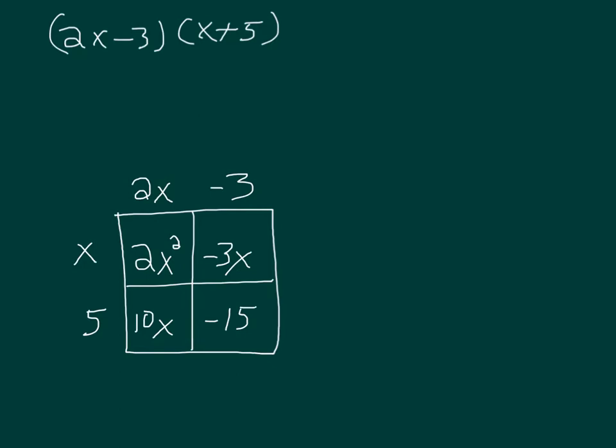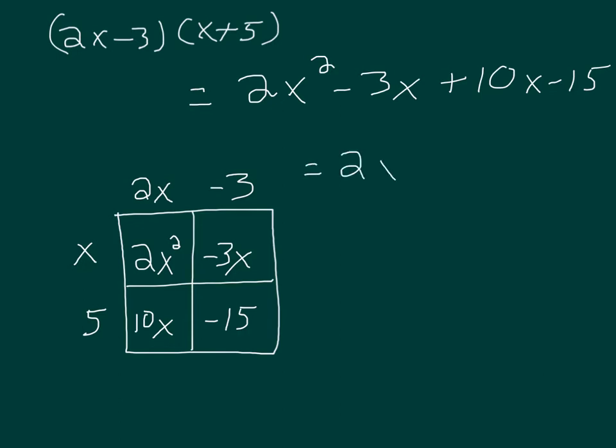Now I just have to put these four things together. When I put these together, I'm going to add them. Now if they happen to be negative, like the negative 3x, I can subtract them, because subtraction is just the addition of a negative. So I will take each of my four terms and write them like this. Now I just combine to see what like terms can be put together. 2x squared stays as it is. Negative 3x plus 10x becomes a positive 7x. And then I'm left with a negative 15. And that will be my final answer.